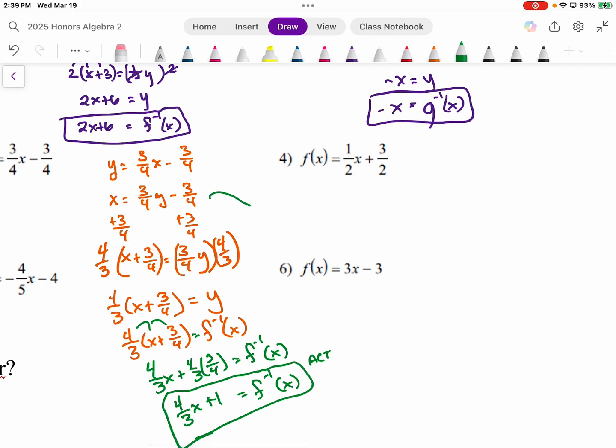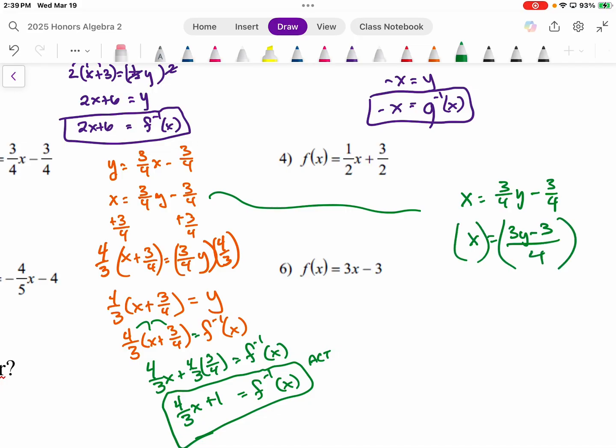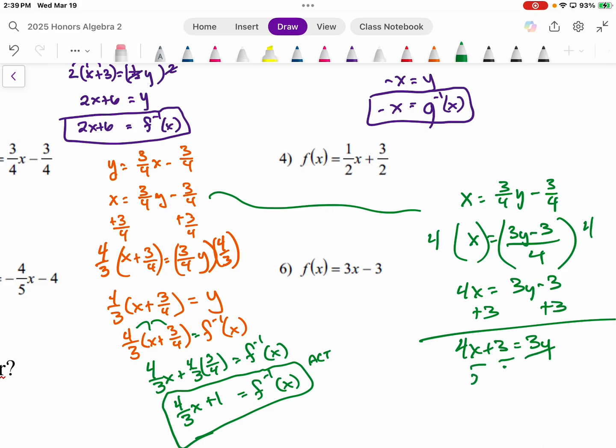Another way you can do this one, on this step here, since they both have the same bottom, I could rewrite this as x equals 3y minus 3 over 4. And then I could multiply both sides by 4. That gives me 4x equals 3y minus 3. Add the 3. 4x plus 3 equals 3y. Now divide everybody by 3. That gives me 4/3 x plus 1 equals y. So I could do it that way too if I wanted to.